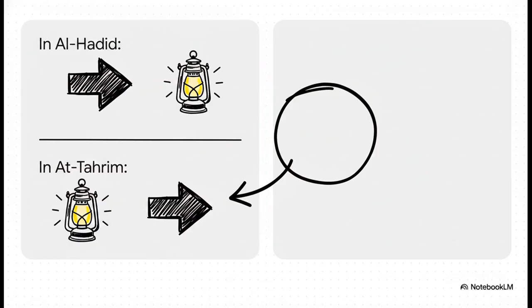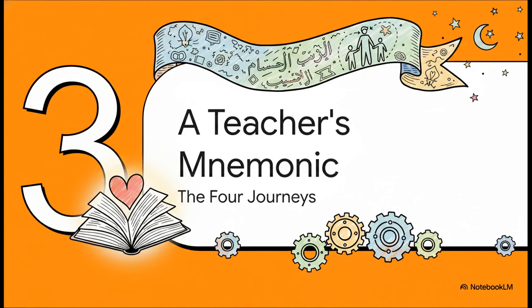Let's try another one. In both Surah Al-Hadid and At-Tahrim, we find this beautiful verse about the light of the believers striving before them. But, you guessed it, the word order is flipped. The rule is beautifully simple. Put yas'a first in Al-Hadid. The word for striving, yas'a, comes at the beginning of the phrase in that surah. So by default, you know it has to come second in At-Tahrim. Easy.